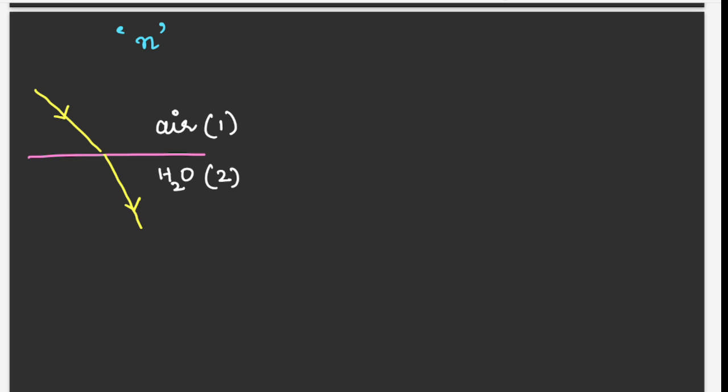So why is it bending? What is the reason? The reason is that the speed of the light will decrease in the second medium. Here the speed of light was high in medium 1. When it is entering into medium 2, the speed will reduce. So there are two different speeds now. Comparison of these speeds is called refractive index. So here write small n, meaning refractive index.